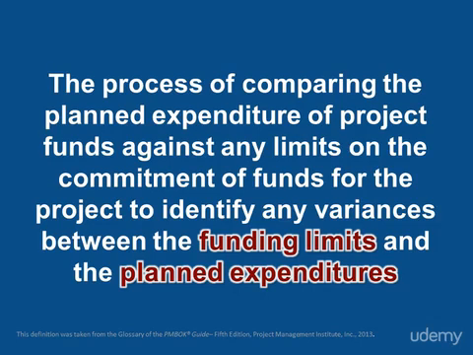According to the PMBOK guide, this is the process of comparing the planned expenditure of project funds against any limits on the commitment of funds for the project to identify any variances between the funding limits and the planned expenditures. Let's take a closer look at funding limit reconciliation, and in particular look at the two terms that you see here in red, the funding limits and the planned expenditures.